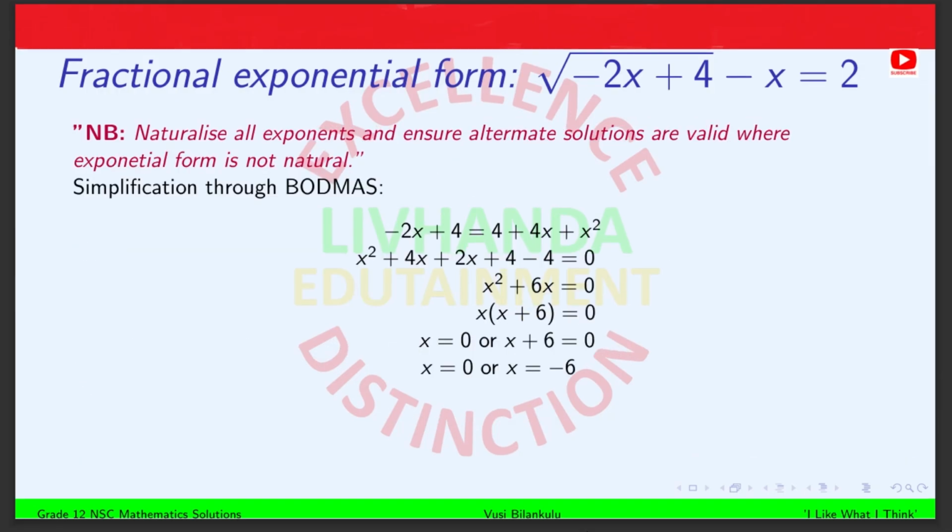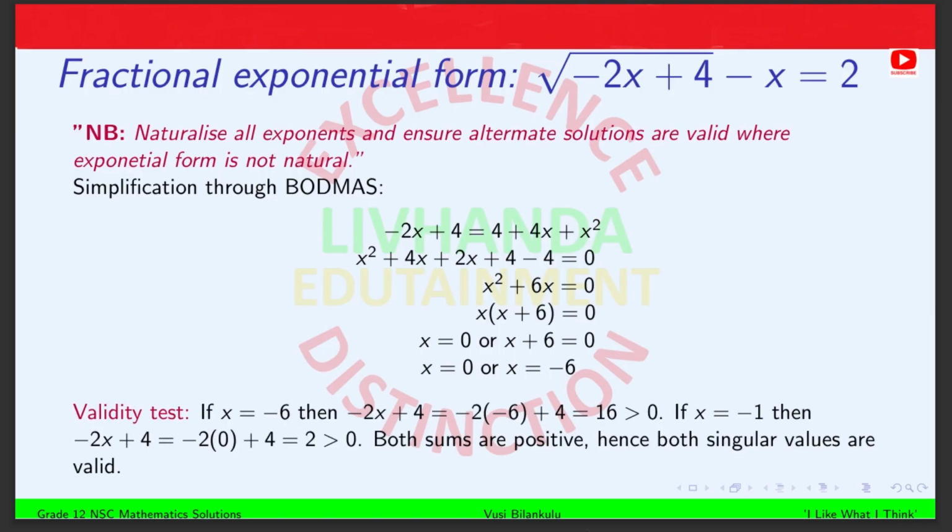The process of simplifying continues in the next slide. The expression can be simplified through BODMAS rule so that there are two factors of a quadratic equation, that is, x and x plus 6. Therefore, x equals 0 or x equals negative 6. It is necessary to test if singular values are valid with respect to the fractional exponent. That is, substituting a singular value does not result in a square root of a negative number. The function negative 2x plus 4 must be positive for any valid value of x.